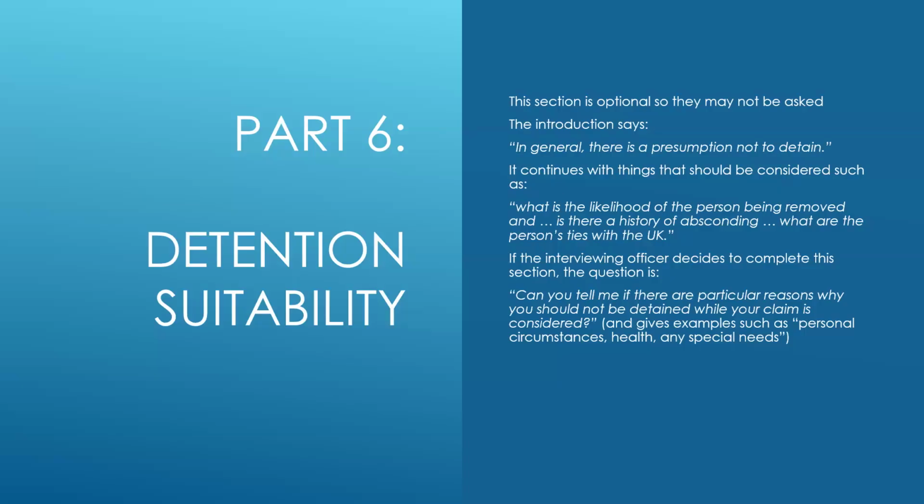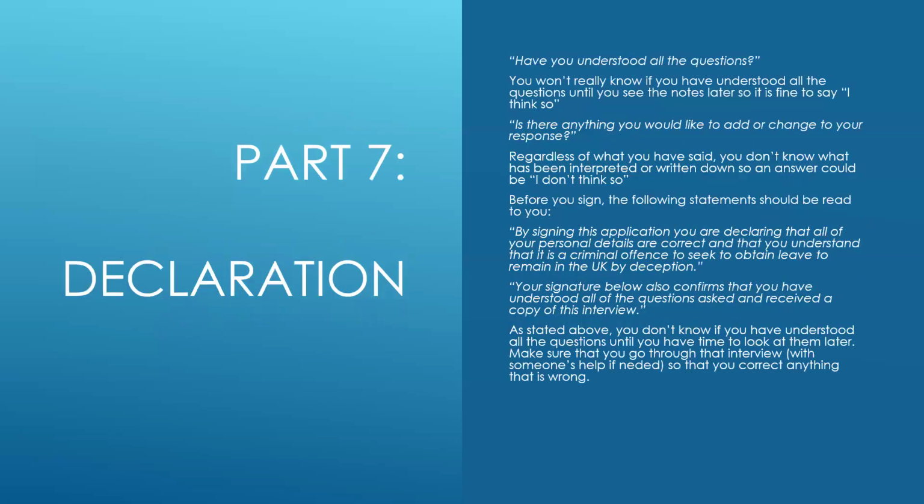Clearly, if you have any other family members here, they would ordinarily expect you just to go back to where they are, wherever it is that you're staying with them, rather than detaining you. If the interviewing officer decides to complete this section, the question is the following. Can you tell me if there are any particular reasons why you should not be detained while your claim is considered? And it gives examples such as personal circumstances, health, or any special needs.